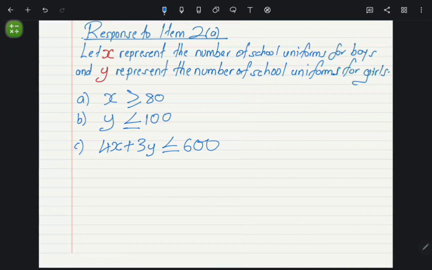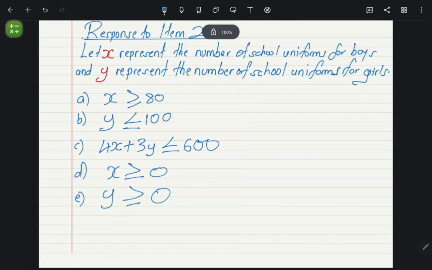But now remember, the number of uniforms cannot be in negatives. In other words, the tailor has to make at least 1 and above uniforms for either boys or girls. The tailor cannot make uniforms which are in negatives. So it is also a must for us to write these two inequalities here: x is greater than or equal to 0, meaning that the tailor has to make at least a uniform for boys, but she won't make uniforms for boys in negatives. We cannot have uniforms in negatives. And then the last one will be y is greater than or equal to 0.